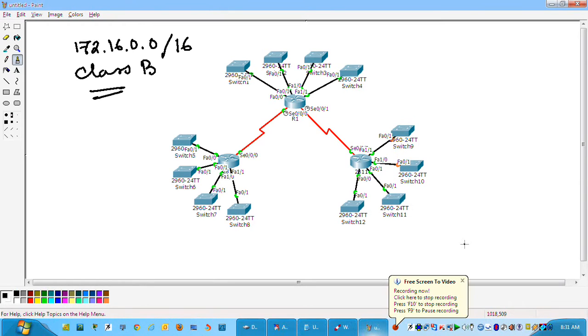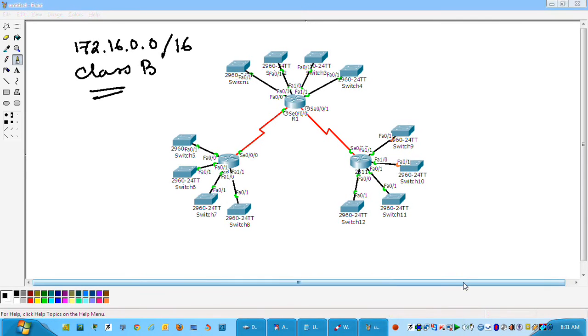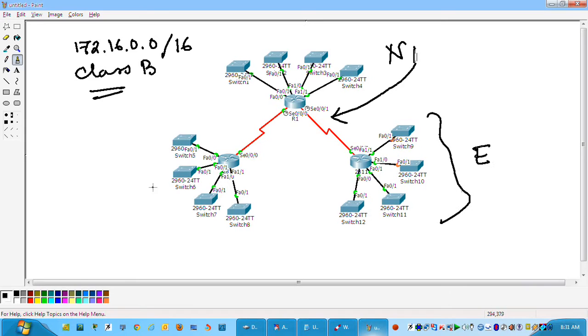Today I'm going to demonstrate the subnetting concept with a case. For example, ABC is an organization which has three different offices. One is in the north region, another is in the east region, and another is in the west region. They have been given a class B IP address, 172.16.0.0/16, and you need to do subnetting on this particular class B IP address.